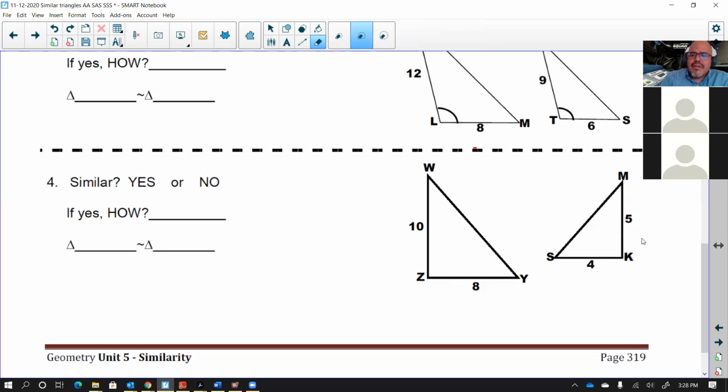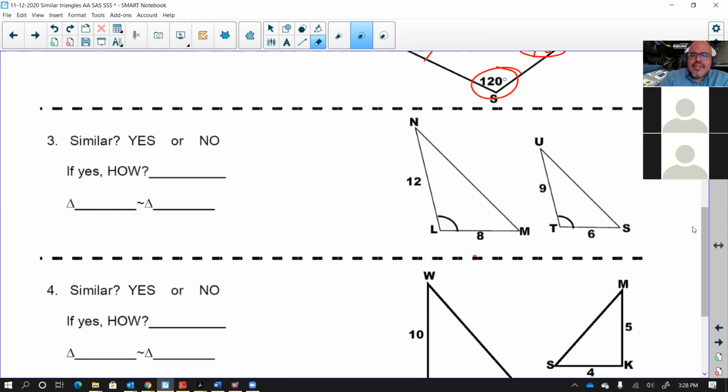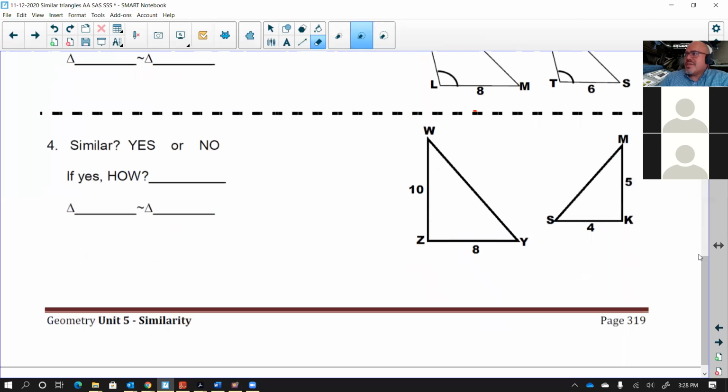Like right here on number 3, if they didn't put this little mark right here, nor this mark to say that this angle and this angle are congruent, we couldn't say that those two are congruent angles. It looks very dangerous. I'm going to tell you that right now.